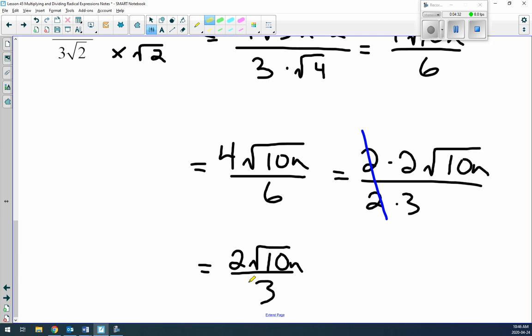Now, that's coming up, I think, in the next lesson, lesson 46. We're going to talk about rationalizing denominators. This is just a little pre-lesson into that one.